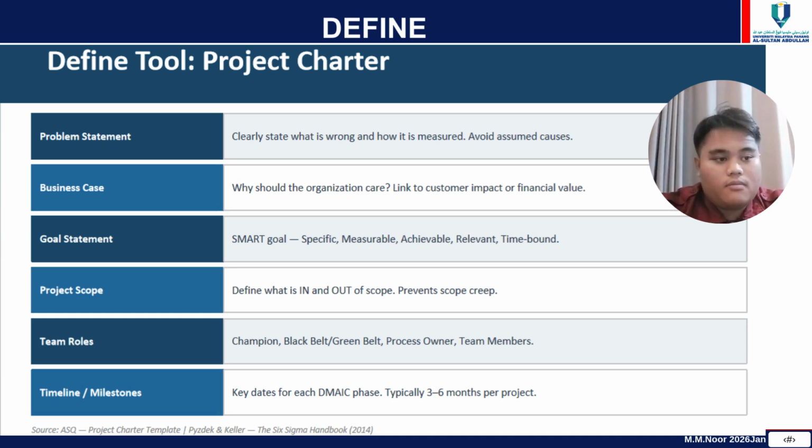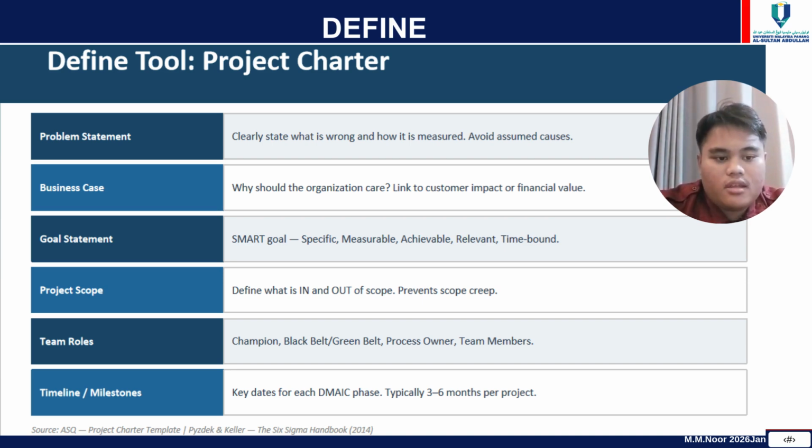Now, we look at the project charter. A successful charter must clearly break down 6 core elements. 1. The problem statement. This states exactly what is wrong and how it is measured, purposely avoiding any assumed causes. Second one, the business case. This links the issue directly to financial value or customer impact.